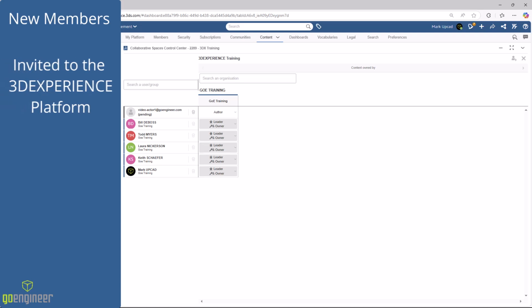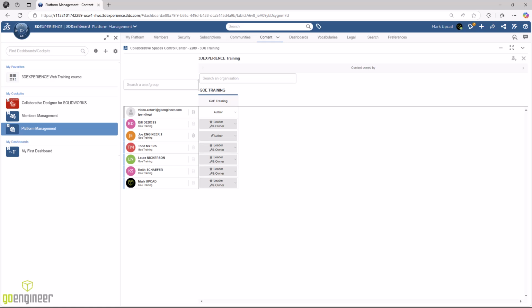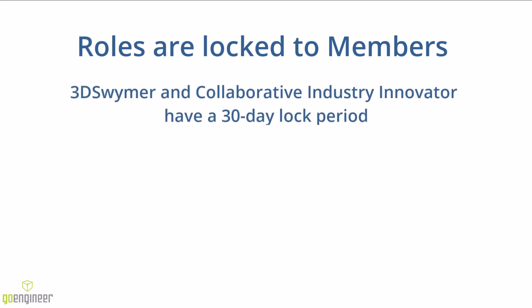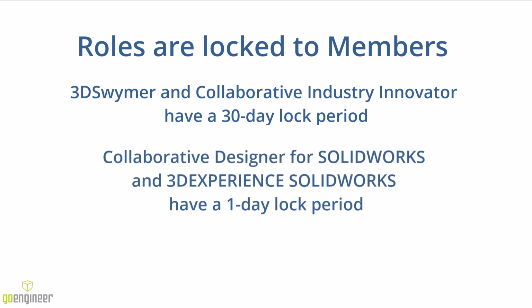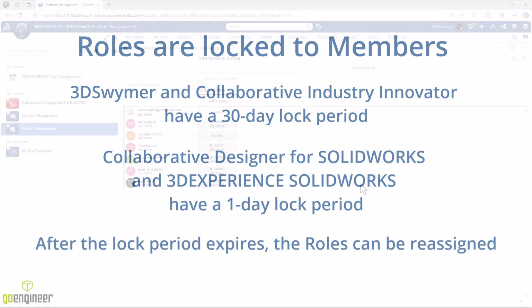They've been invited to the 3DEXPERIENCE platform, they have been assigned the appropriate roles, and they have been given access to a collaborative space. As soon as the member uses the role, the clock starts and the license is locked to that user for a given period of time. For most roles, it's 30 days. Any SOLIDWORKS role is locked to the user for 1 day. After the initial lock period, the role can be removed and reassigned to a different member.